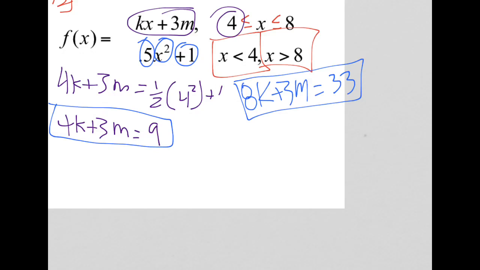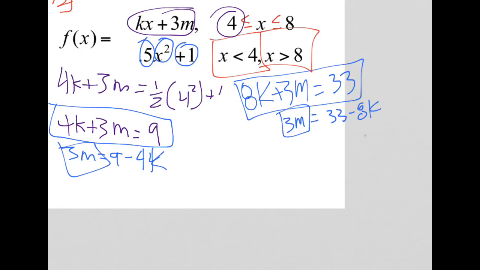If you're super savvy, you can use a calculator and a matrix to do this. But if you're not, you can go ahead and do it by hand using substitution. So what I'm going to do is solve both equations for 3m. So 3m equals 33 minus 8k. And this equation says that 3m equals 9 minus 4k. So now that I have these two separate equations, both equal to 3m, I can set them equal to each other to get 9 minus 4k equals 33 minus 8k.